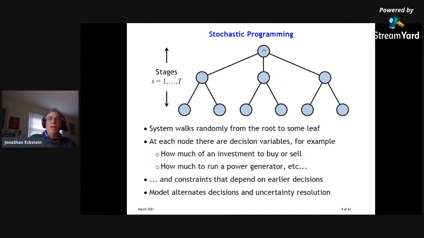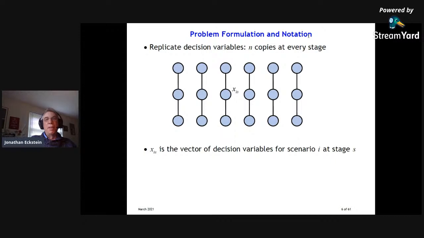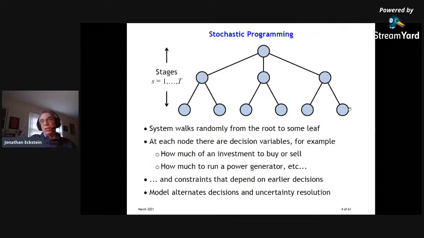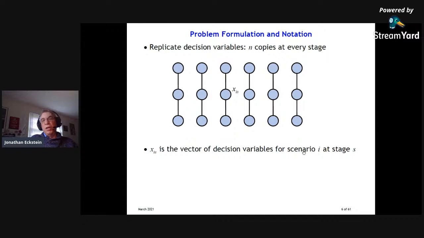So we natively think of there being decision variables at each node of this tree. But what they do is they spread out the tree so that there are n copies of the decision variables at every stage. So we unfold this tree into a grid. This is the situation if, right at the beginning, you could see the future and see exactly which path you would take. So now we have, here, n equals 6 different final stage scenarios. It's like I just know in advance which of those 6 paths to those 6 scenarios I'm going to take. And I'll say x_i^s is the vector of decision variables for scenario i at stage s. So say here, this is i equals 3 and s equals 2.